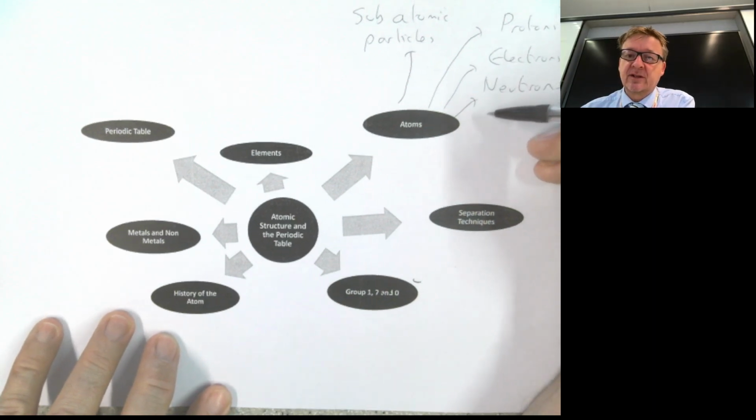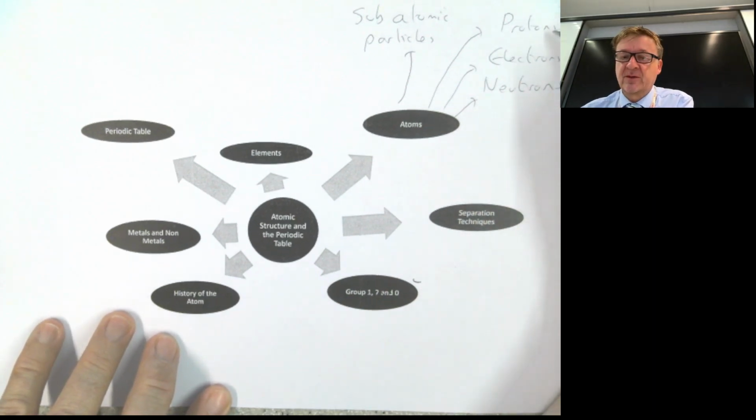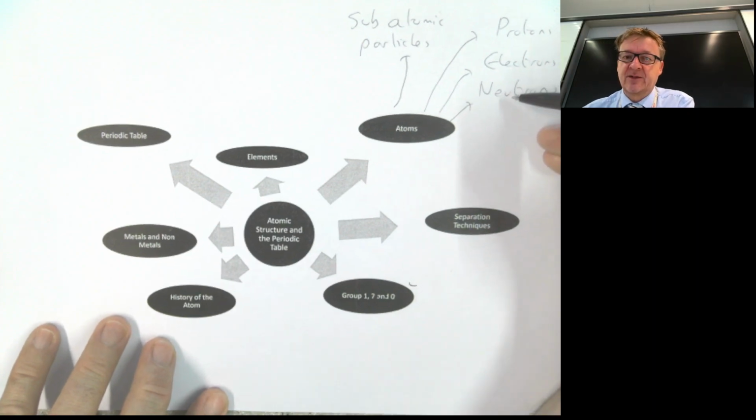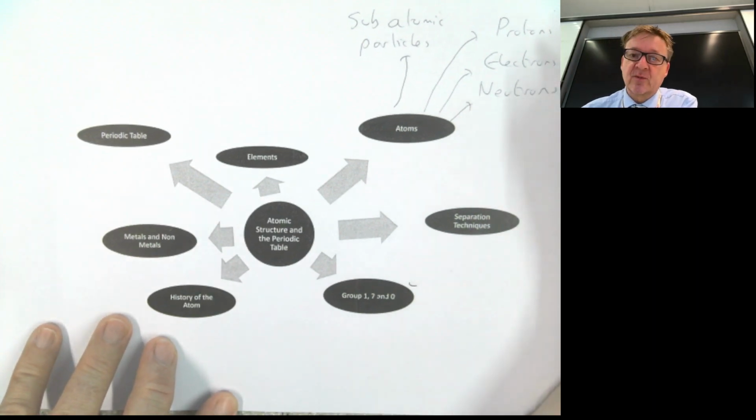Now, to do with this, you need to know the charge on a proton, what a proton is, the charge on an electron, what an electron is, the charge on a neutron, what a neutron is, and then the masses of each individual part. So, for example, a proton is 1, an electron is negligible, or sometimes put down as 0 because it's so small, and a neutron is also 1.